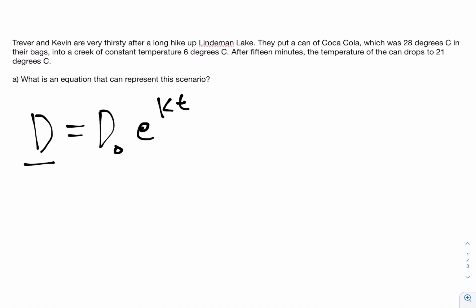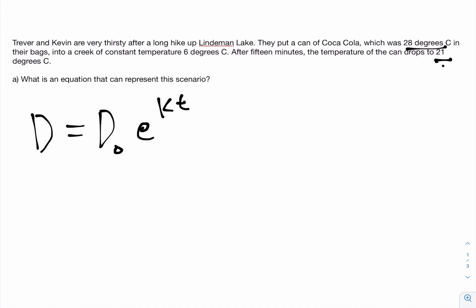Okay, so it says here after 15 minutes, the temperature drops to 21 degrees C. So that is going to give us some information in terms of what the D at the end is. So if it starts at 28 degrees and drops to 21, right? Let's see here. So 28 degrees C, the constant creek.